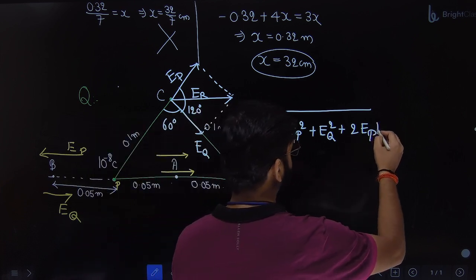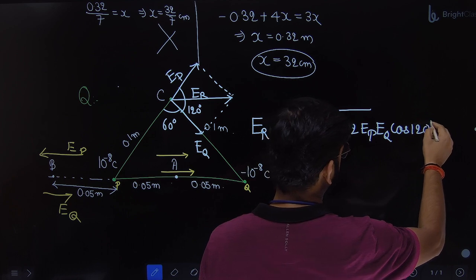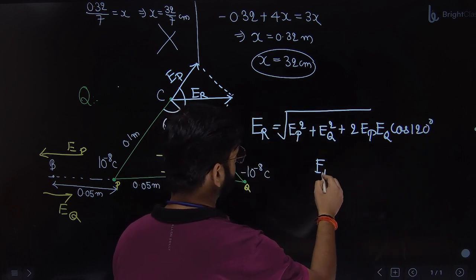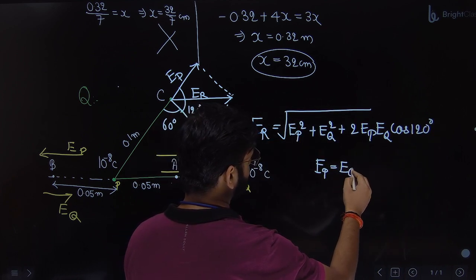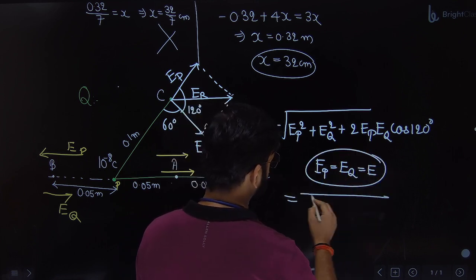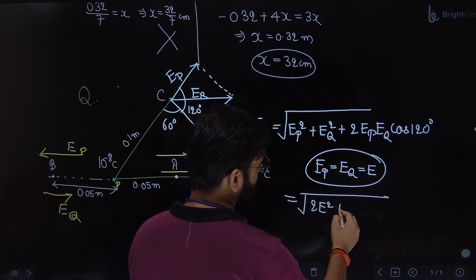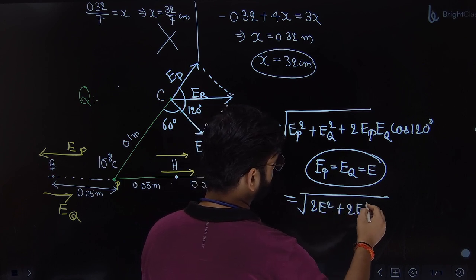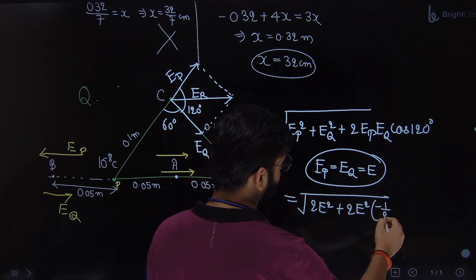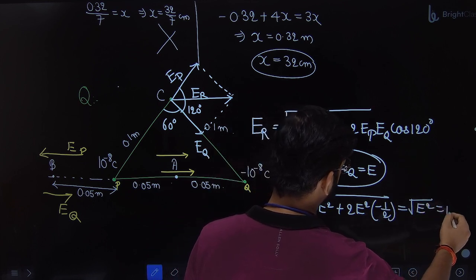Okay, so 2 EP EQ. What is our value? Cos 120. So EP and EQ are equal, so I will take that as E. So what will be the answer? E square plus E square, 2E square, and cos 120 is minus 1 by 2. So the answer is the square root of E square, which is E.